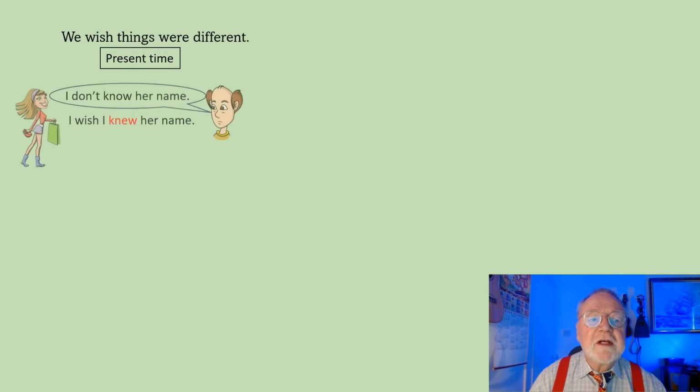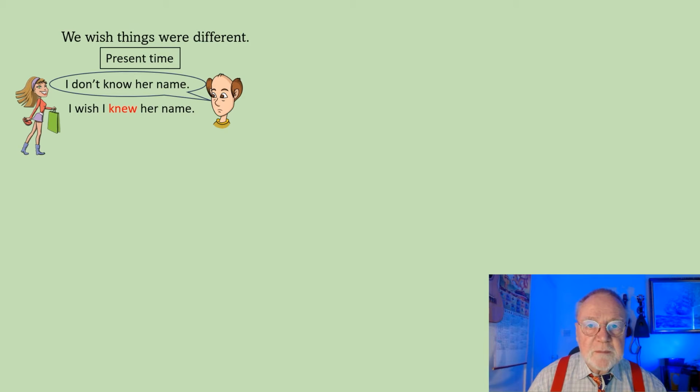Sometimes they're imaginary, but look at this situation. I don't know her name. And he can say, I wish I knew her name. He uses wish. Sometimes we use that, but in modern English it's beginning to disappear. So he could have said, I wish that I knew her name, but that is going in modern English.